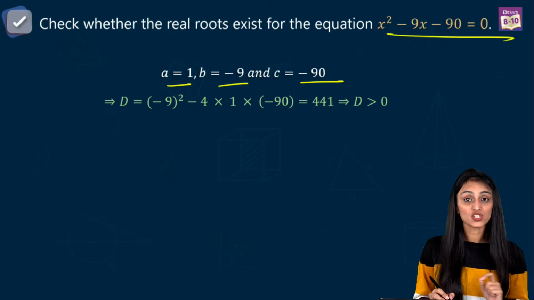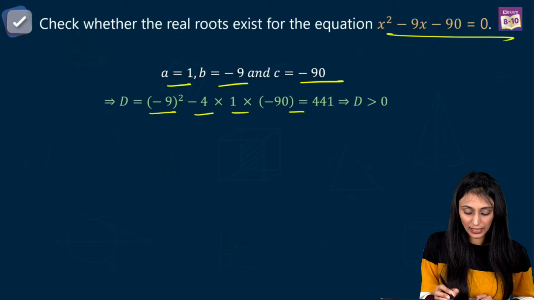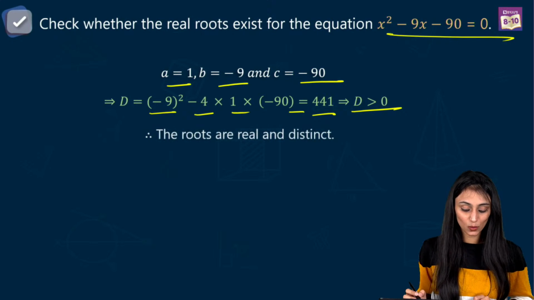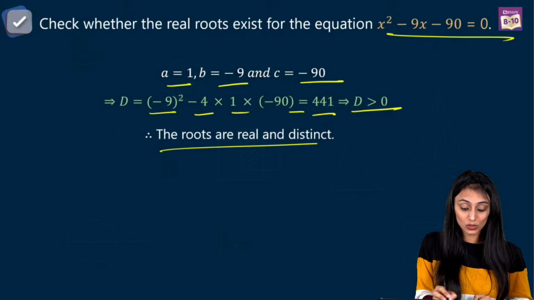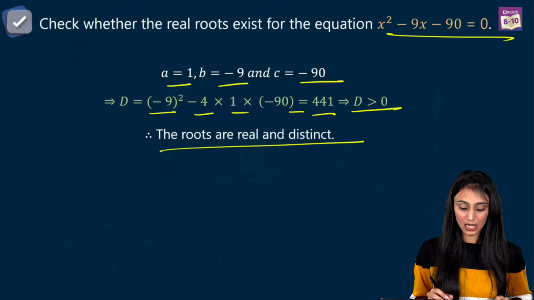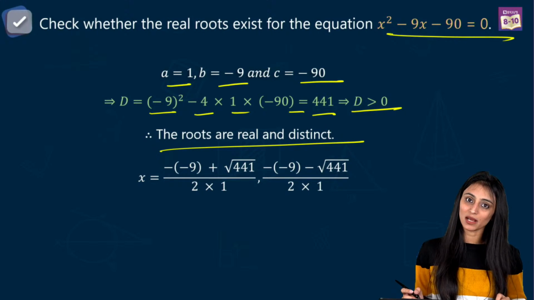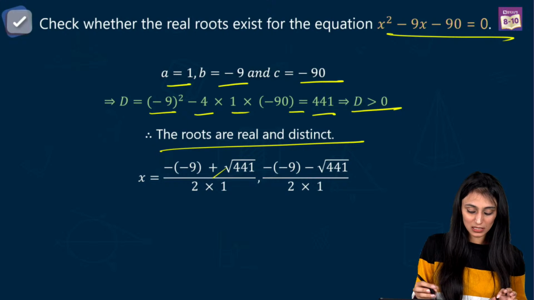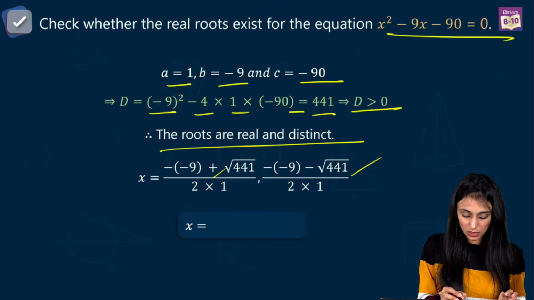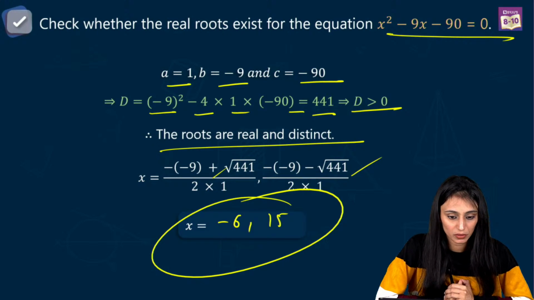Okay, so we will check discriminant over here, which is b square minus 4ac. Put everything in the formula, right? What do you get? You get 441, which is positive, right? So d is greater than 0. And what we learned are when d is greater than 0, the roots are real and distinct. Real roots are possible, yes. Now if I find them out, the formula is minus b plus minus root d by 2a. This is plus root d, minus root d. Put everything here. You get the answers, which is minus 6 and 15. These are the real roots. Yes, d is 441. Correct.